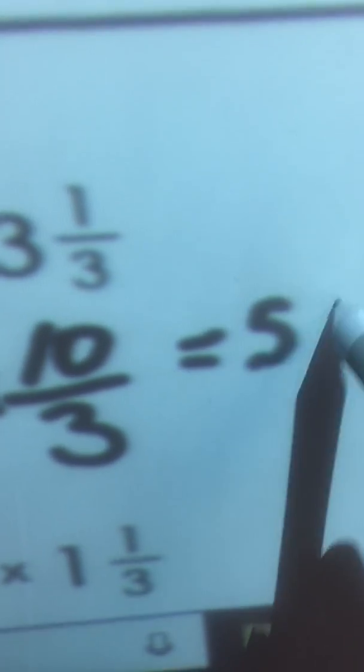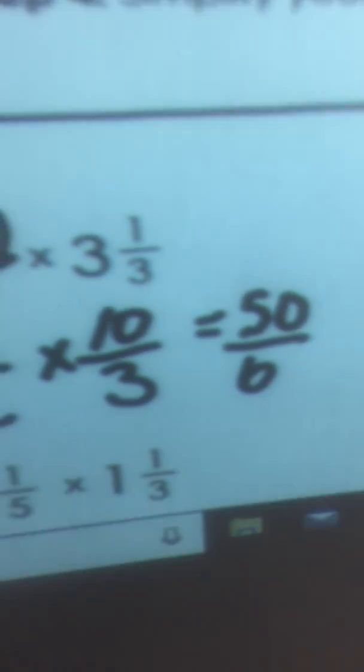And now we have to multiply our numerators together. 5 times 10 is 50, and 2 times 3 is 6. You can leave it improper as 50/6.